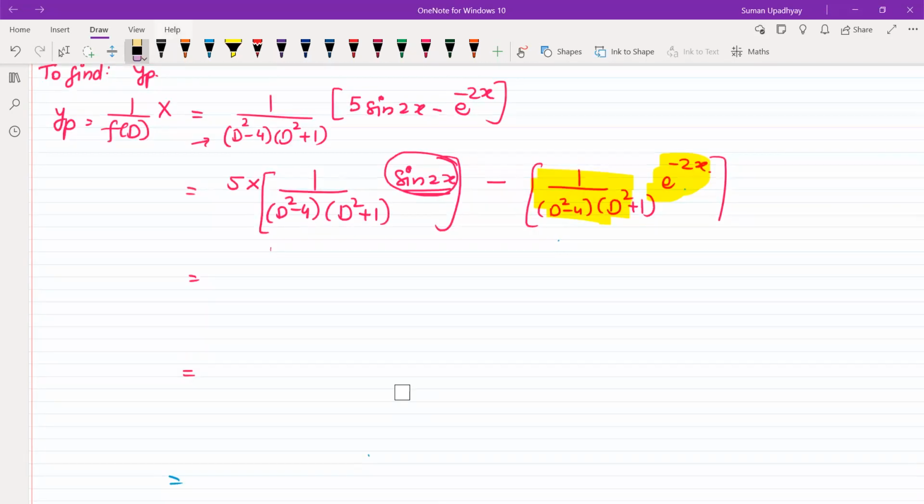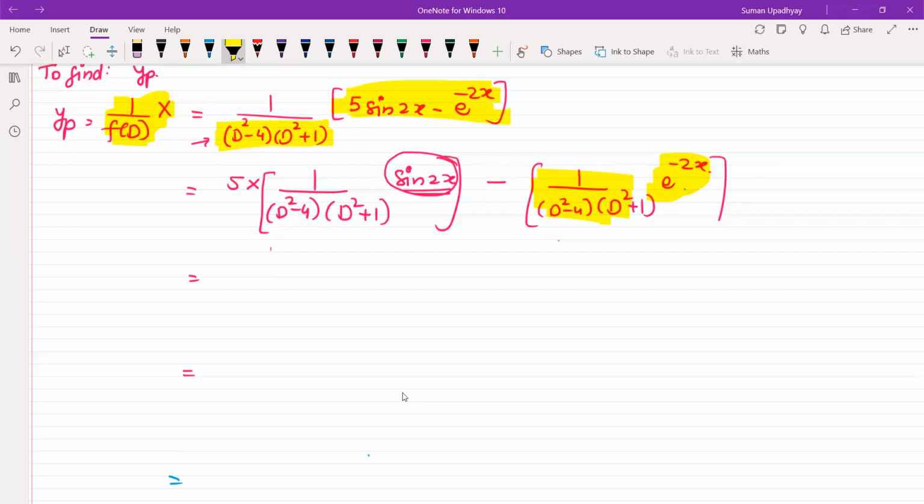Okay. So what did I do? Can you see over here? 1 upon f of d into capital X. This is a particular integral. Pay attention, all of you. I'm explaining this again. Then I substituted for f of d, and this is my capital X. So far understood? Any query, any doubt?